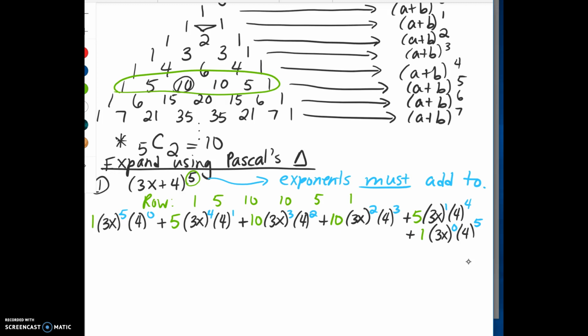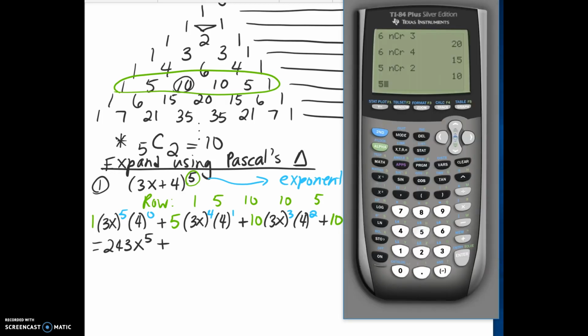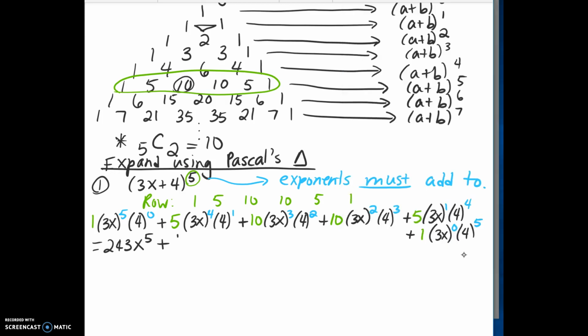So the best advice I can give you for this is plug into the calculator. I mean, I don't need to for this, but the coefficient times 3 to the 5th times 4 to the 0, if you need to. So in future ones. Here I'm really just doing 3 to the 5th. So 243x to the 5th. And you can worry about the exponents after the fact. And then the next one, I would do 5 times 3 to the 4th times 4. So really just plug in all the numbers, taking the variables away so you get the correct coefficient. So 1620. I'm not going to do all of these in the calculator. I will let you kind of work through that.